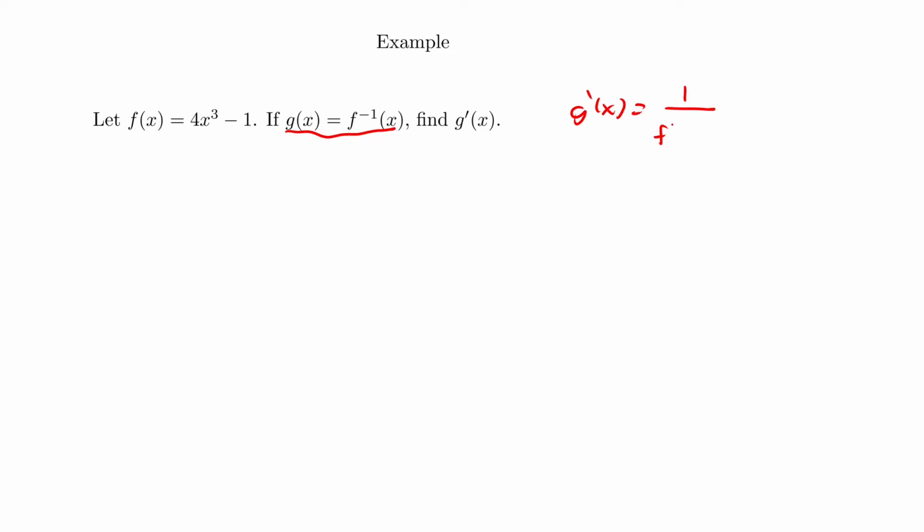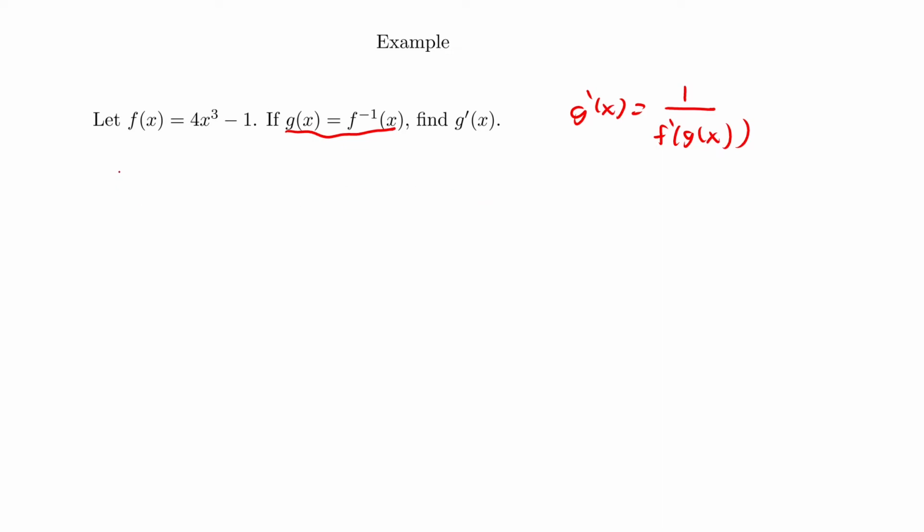So the natural question is, how is this useful, and how do we apply that formula for the derivative of an inverse? Well, let's do an example. Let's suppose that f of x is equal to 4x cubed minus 1, and I want to find the derivative of the inverse. So we're going to let g of x be equal to the inverse function, and I want to find g prime of x. Based on the rule on the other page, g prime of x is going to be 1 over f prime of g of x.